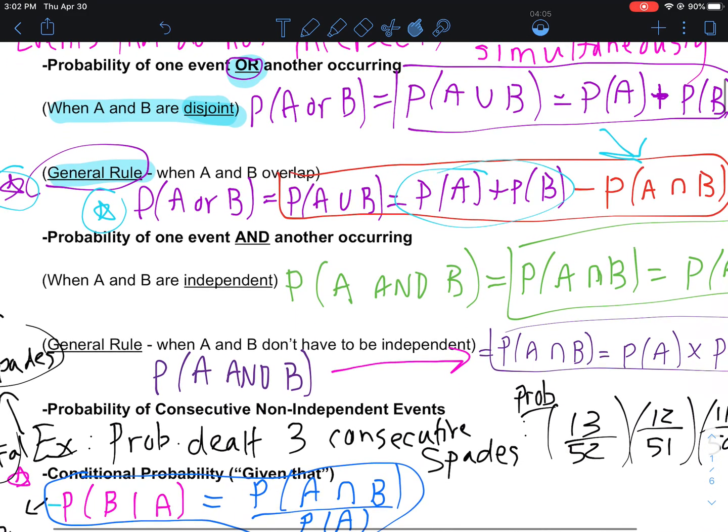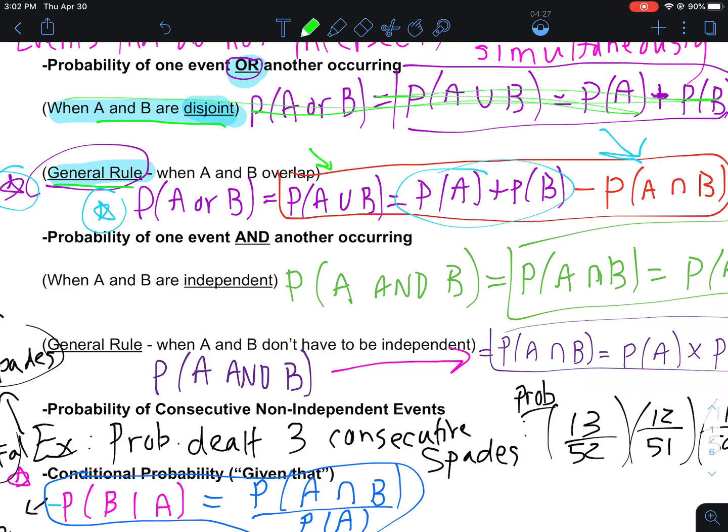All right, another vocab term we've heard a lot is or. You may be asked to find the probability of one thing or another occurring. Now, you'll see that there's 2 formulas here. One says when events are disjoint, and then there's the general rule. I wouldn't even worry about this one because honestly, the one here that I have circled in red, that always is true.